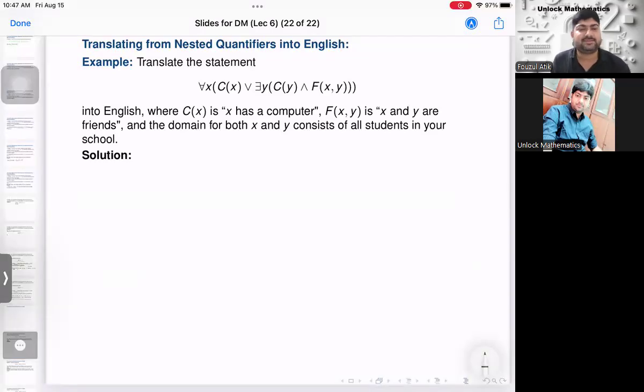So how do you explain this thing? What does it mean? Now see what is written. It is written that for all x, that means for every student in your school, either x has a computer, or there exists a student y such that y has a computer and x and y are friends. So for every student x, either x has a computer or there is a student y such that y has a computer and x and y are friends. This is what it is saying.